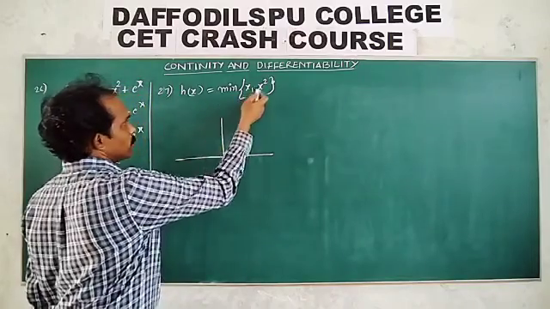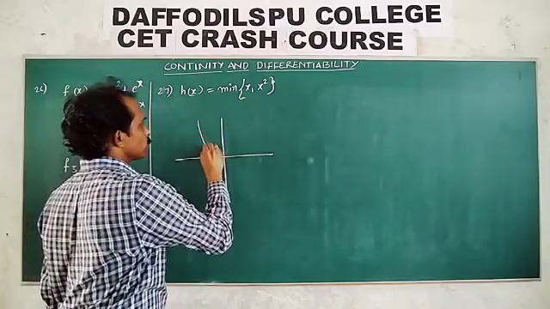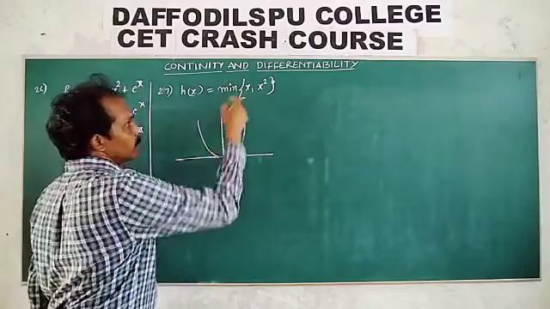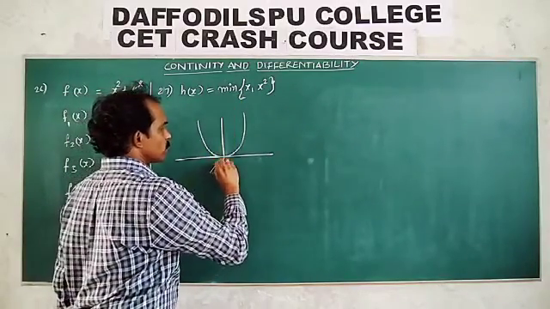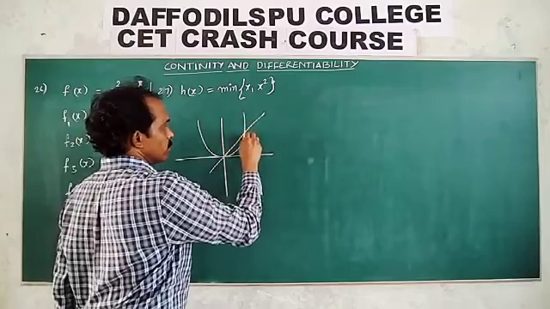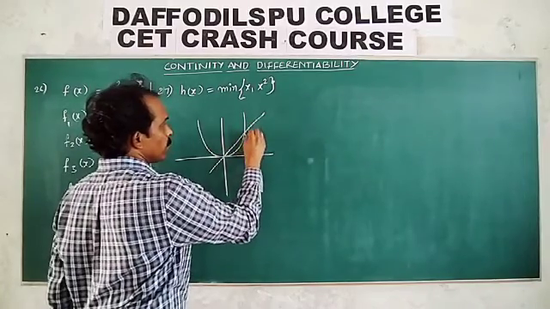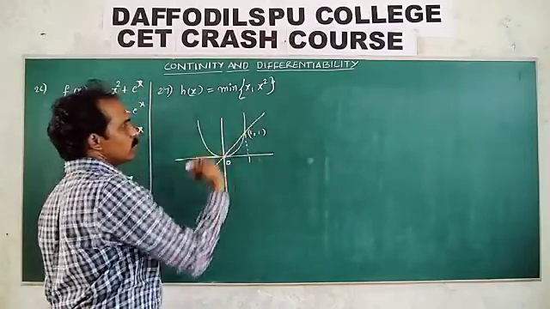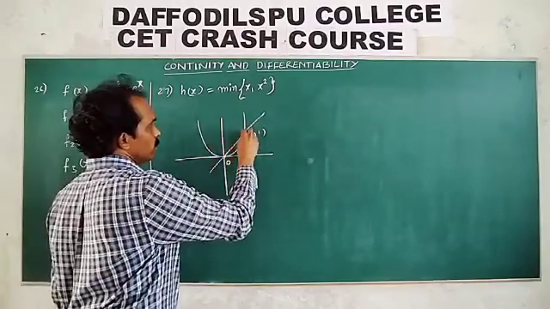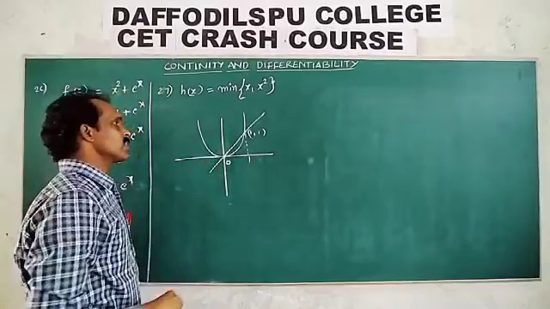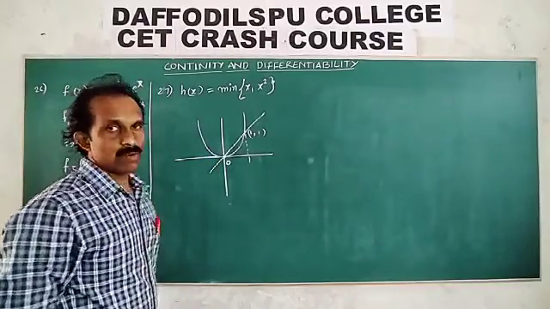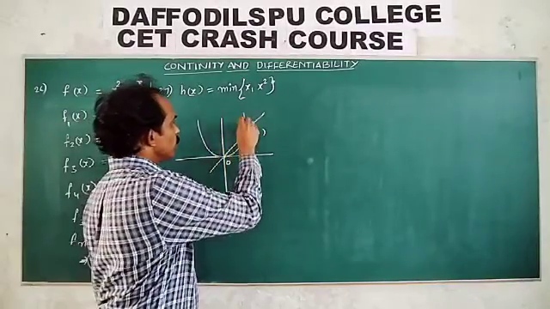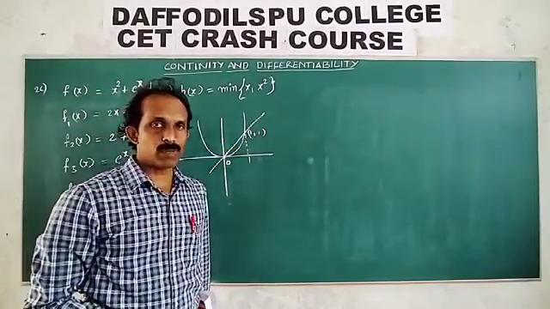Suppose the function x square looks like this, and the function y is equal to x passing through the origin. Suppose this is at 1 comma 1. So this is at 0. Continuous everywhere. What is the meaning of the point of intersection? What is the minimum value? That is nothing but the minimum of x comma x square. From this graph, continuity is possible.